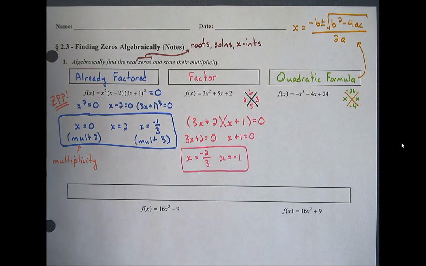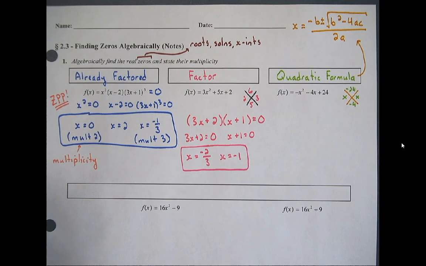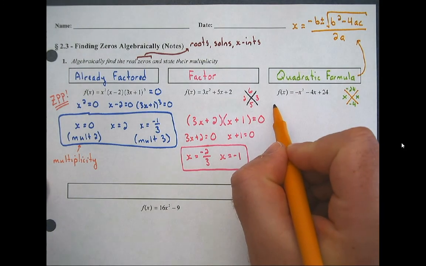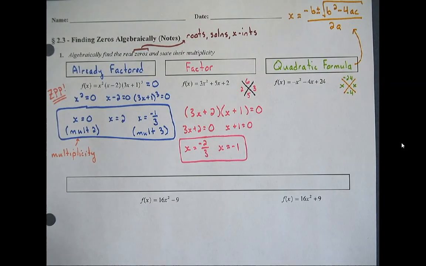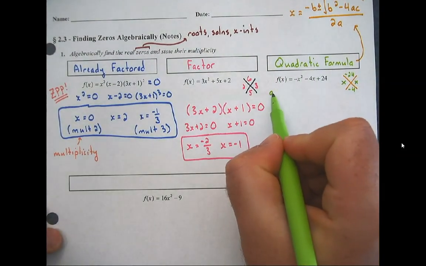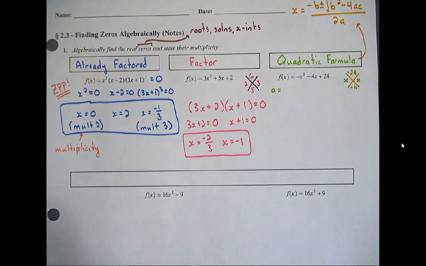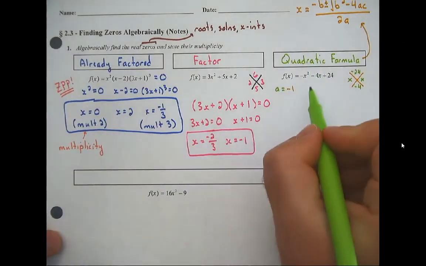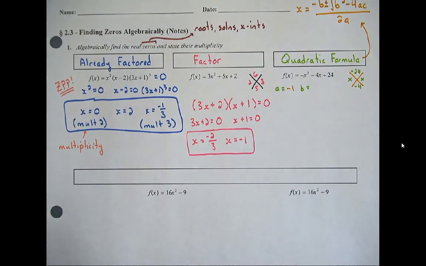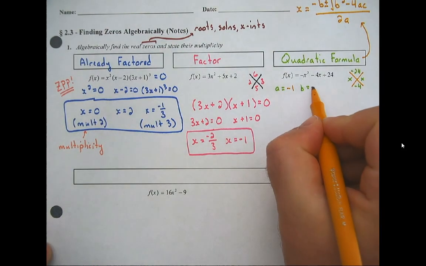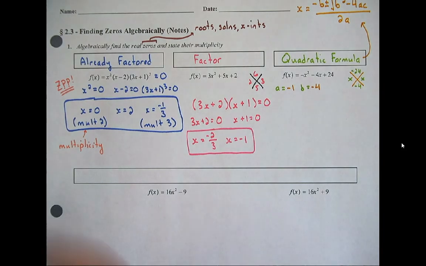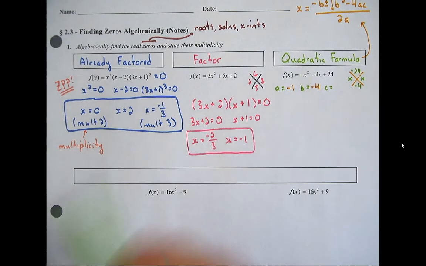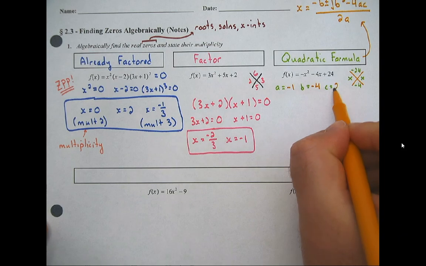So, if we're going to do the quadratic formula, we first have to identify who is a, who is b, who is c. So, a is always the coefficient of the x squared term, so that's negative 1. B is always the coefficient of the x term, so for us that's negative 4. And c is always the constant. The constant in this case is the 24.